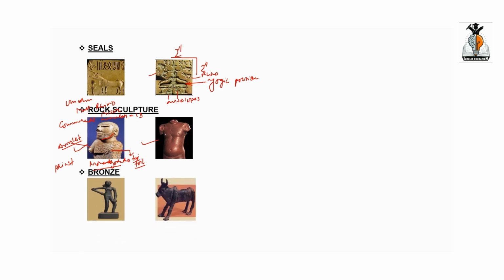Next, let us see about the bronze figures found from Indus Valley civilization. Such bronze statues were made using the lost wax technique. In bronze, we found human as well as animal figures. The best example of human is the statue of a girl popularly known as the dancing girl. Among animals, a bronze figure of a bull was found from Kalibangan.